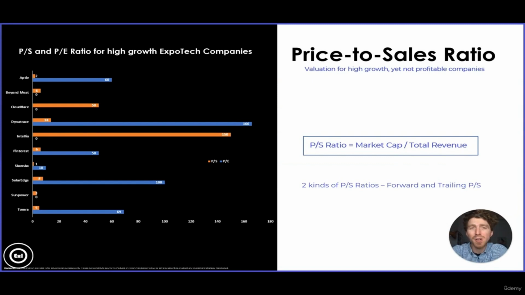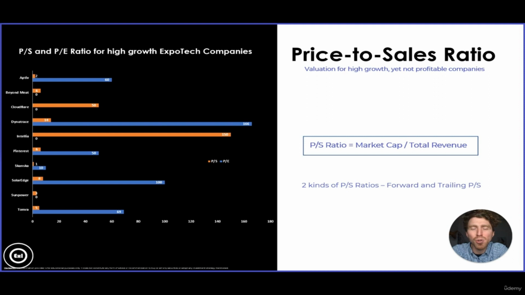Yes, in the last lesson we talked about the PE, the price to earnings ratio, and this is, as we learned, only applicable for companies which are actually profitable. So what to do with companies that make no profits? There, the price to sales ratio is an interesting instrument to use. This is a method for evaluating high growth yet not profitable companies. The equation is pretty simple. You take the market cap of a company you're thinking about investing in, and you divide it by the total revenue made over the last 12 months.